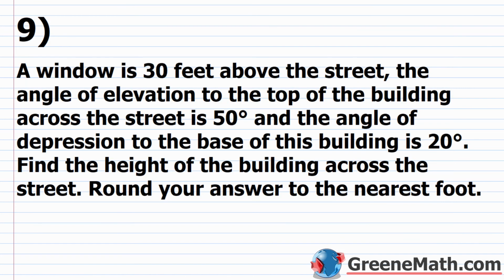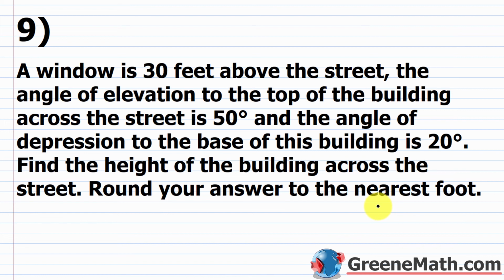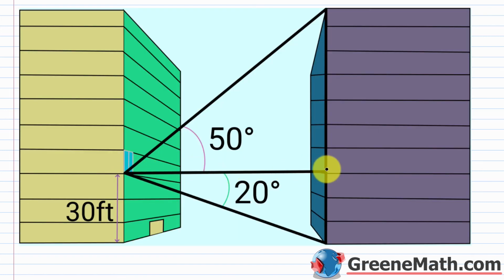So coming back up here, it says that a window is 30 feet above the street. So that's where you get this window here, and this is 30 feet above the street. And then it also tells us that the angle of elevation to the top of the building across the street is 50 degrees. So this right here would be your horizontal, and then this right here is your line of sight. So this angle right here, which is the angle of elevation, would be 50 degrees.